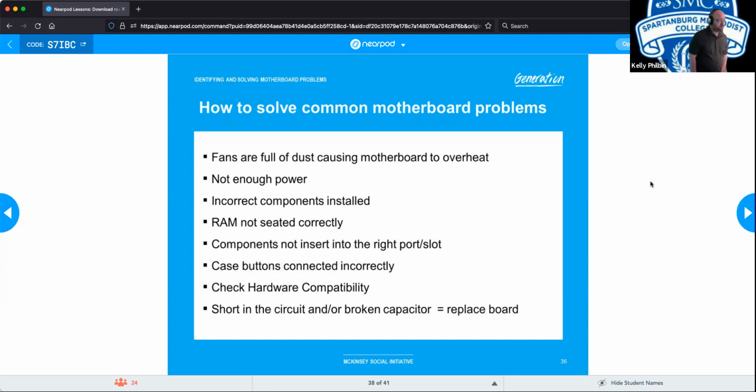We talked about not enough power, incorrect components possibly. RAM not seated correctly would give a post error. That'd be one of the first ones you check when you put a computer back together, because that's the easiest one to get wrong, because sometimes you don't get that hard click as you're pushing in those components, and then it's not recognized by the system. Case buttons installed incorrectly. We talked about that. Hardware compatibility and short circuit or broken capacitors on the board.